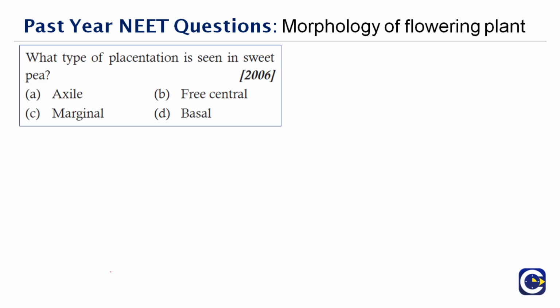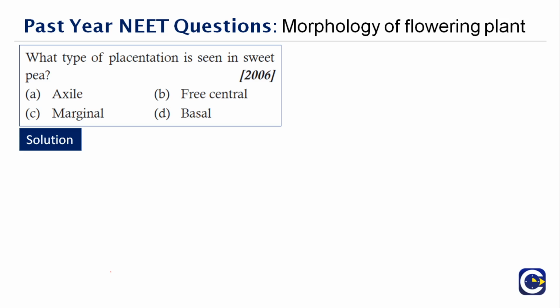Okay, next question here. What type of placentation is seen in sweet pea? This question was asked in the year 2006. So what do you see in sweet pea? What kind of placentation is it? It can be axile, marginal, or what? It's usually marginal. You must have seen, right?